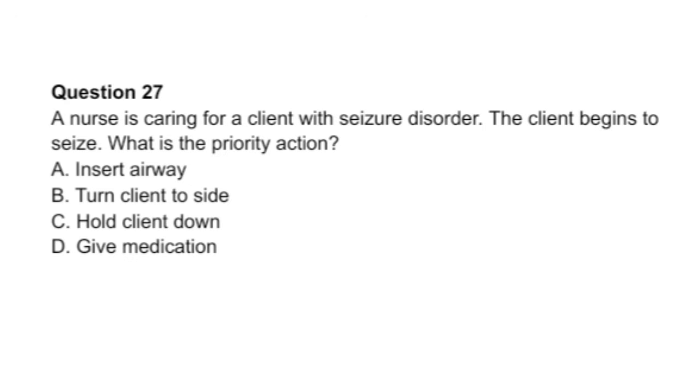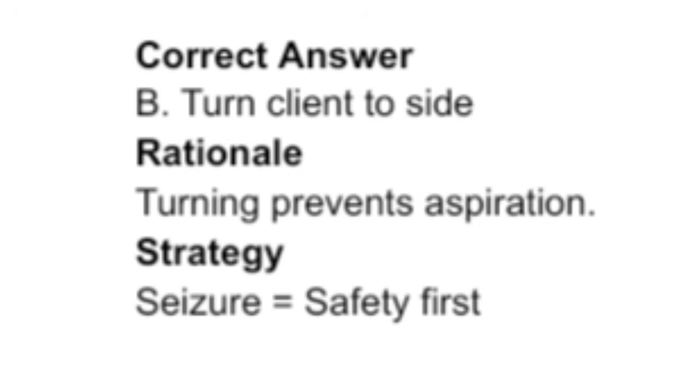Question 27. A nurse is caring for a client with seizure disorder. The client begins to seize. What is the priority action? A. Insert airway. B. Turn client to side. C. Hold client down. D. Give medication. Correct answer: B. Turn client to side. Rationale: Turning prevents aspiration. Strategy: Seizure equals safety first.